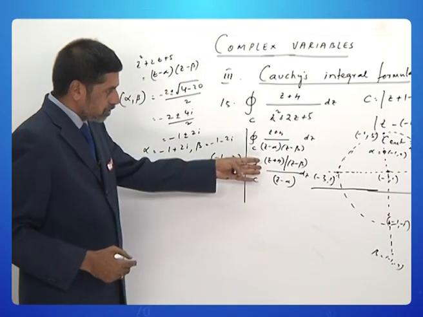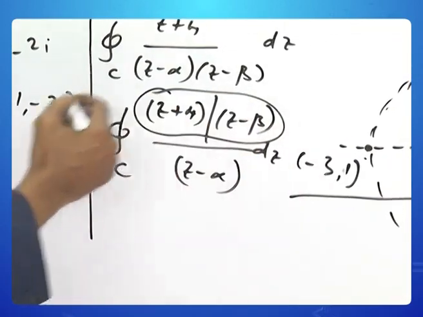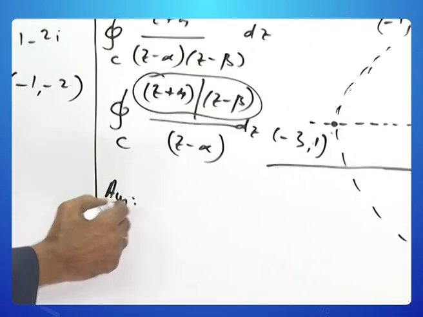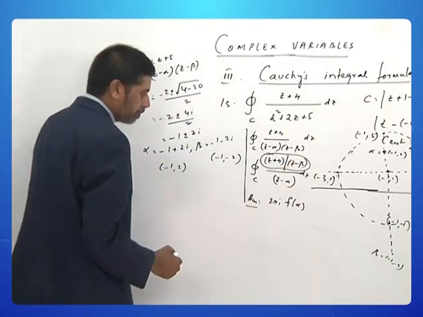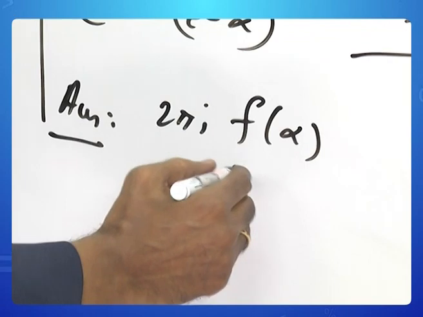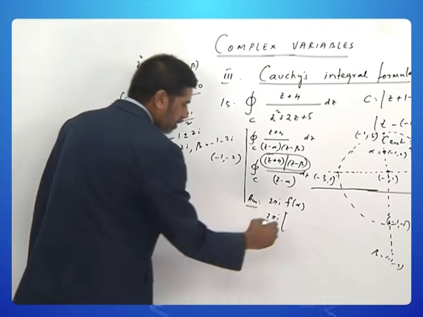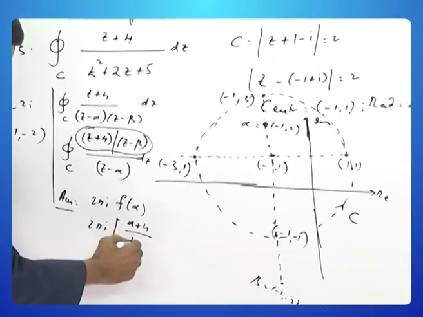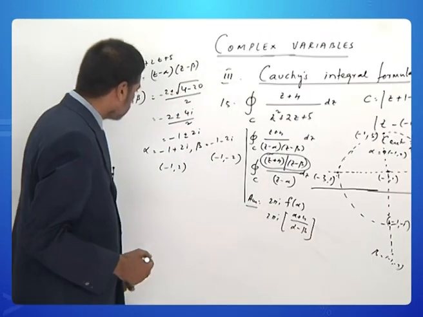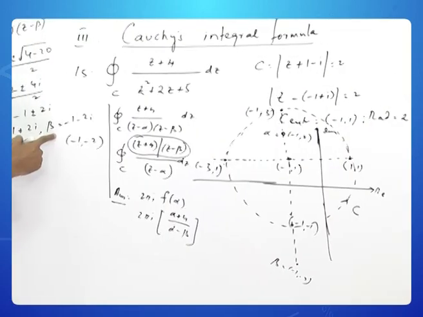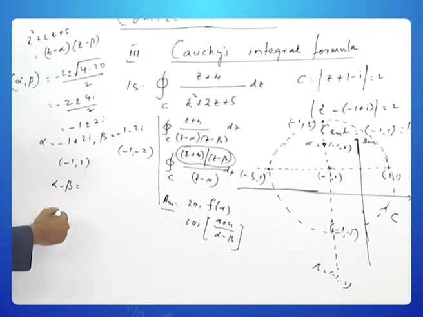So to this you can apply the Cauchy's integral formula. So if you take this as f of z, then the answer should be 2 pi i f of alpha, because alpha is a singularity. So this is nothing but 2 pi i into f of alpha, meaning replacing the numerator with alpha. This is alpha plus 4 by alpha minus beta. Now we can easily calculate this because you have alpha and beta from here. So what is alpha minus beta? This will be this minus that, so you will get 4i.